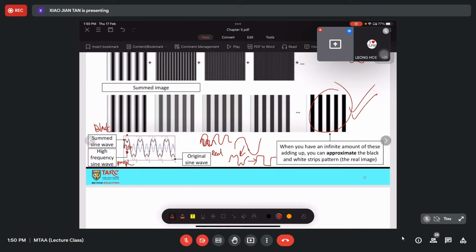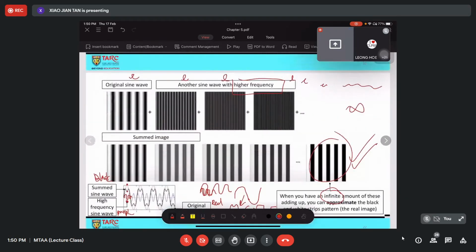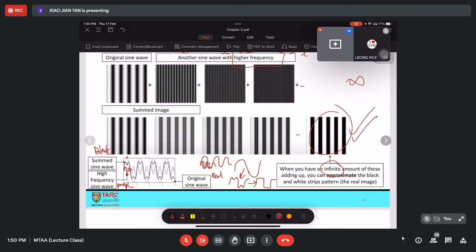Okay, so when you have an infinite amount of this adding up, you can approximate the black and white strip pattern, which is the real image. Of course, this is a very cliche example because you only have a black and white strip, but in the real case you have the natural image, okay, which is different. So for any questions from here, I mean, what is K, what is A, what is phase? Is it clear? All right.